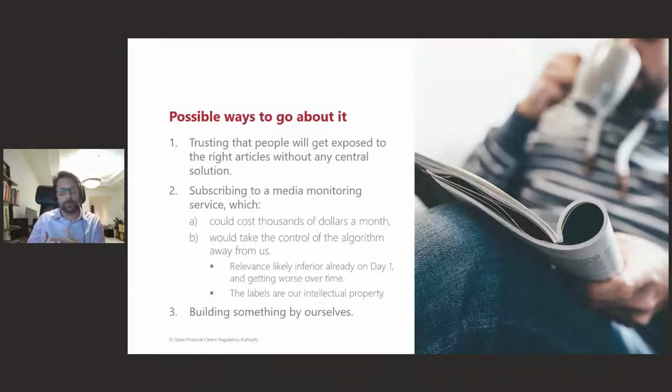The next option is that we subscribe to a media monitoring service. We tell a company that these are the types of things we like to see news about, and then they will tailor a system that will send us a list of links every day. But the problem here can be that this can be, first of all, quite costly. It can be thousands of dollars every month. And then also that would take the control of the underlying algorithm away from us. And this is important in a couple of ways.